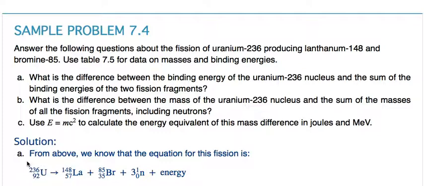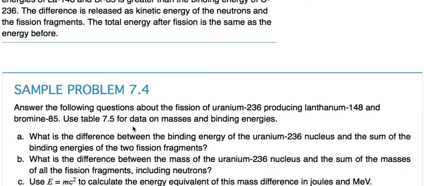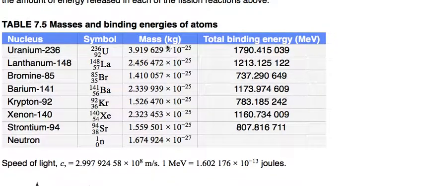We have a starting element, uranium, and 2 elements that come off, lanthanum and bromine, and 3 neutrons and energy. So it's asking you to find the binding energy for uranium and the binding energy for the 2 fission fragments, the lanthanum and the bromine. So we just look them up in the table. Go back up to your table. You see the total binding energy in mega electron volts. There's uranium, lanthanum, and bromine.